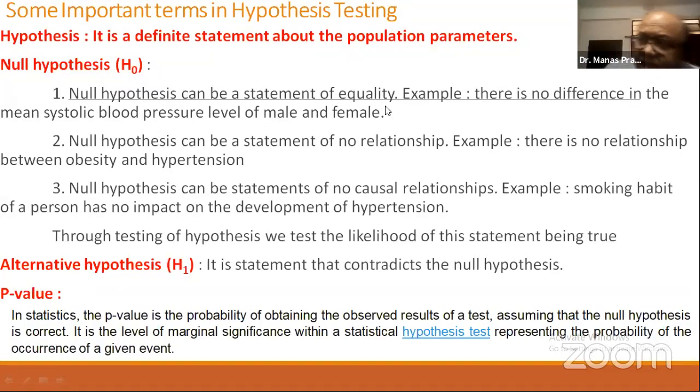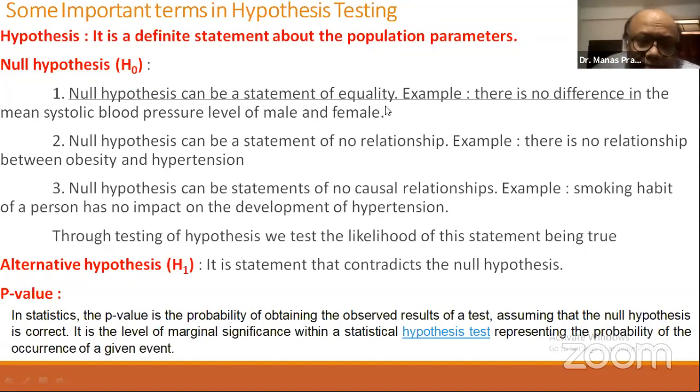Suppose I want to study whether the blood pressure level of males and females are equal or different. So the blood pressure level of males is the same or different from females. For that I have to go to the field and collect data, collecting blood pressure levels from males as well as females, right?